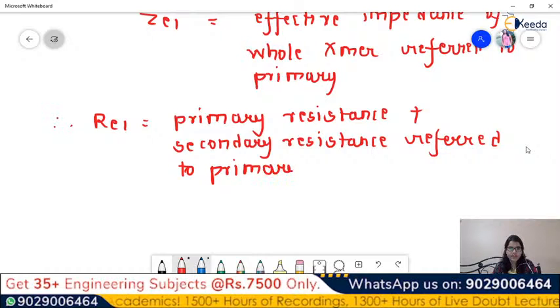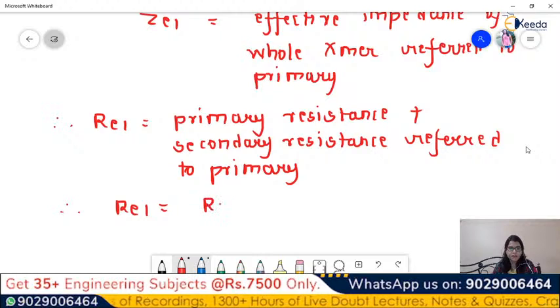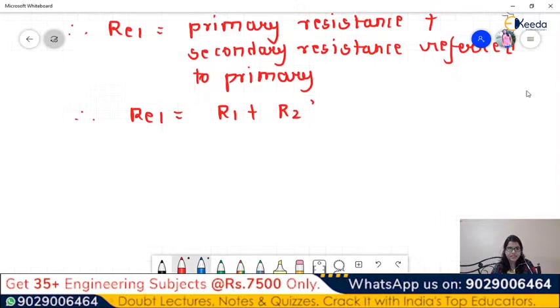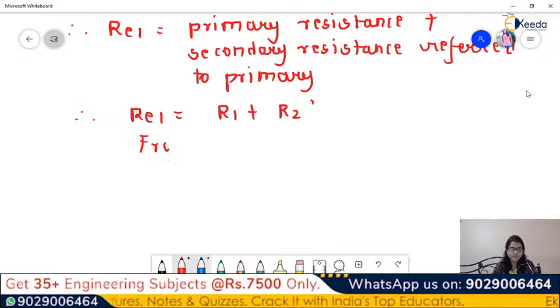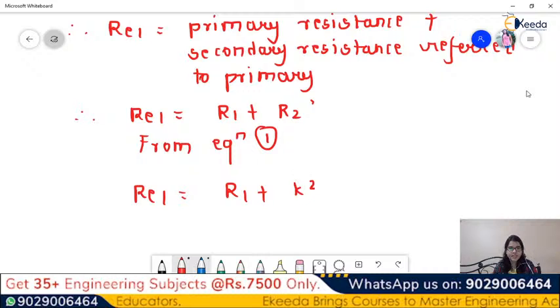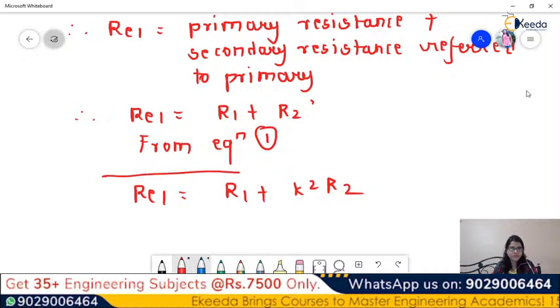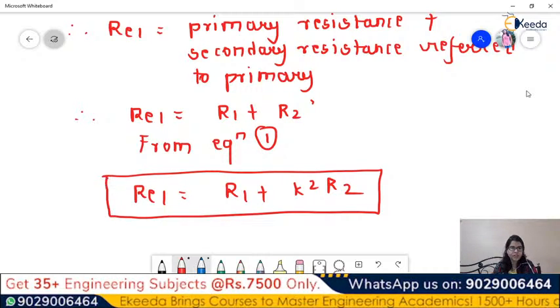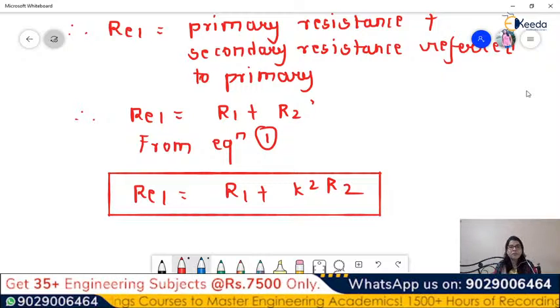Now let us write the formula. So what will I write? Therefore, Re1 is equal to R1 plus R2 dash. And the formula for R2 dash we have already derived in equation number 1. Therefore, from equation 1, let us substitute in this equation. What will I get? Therefore, Re1 is equal to R1 plus K square into R2. Okay, this is the formula of my effective resistance of the whole transformer but referred to primary side. Let it be equation number 3.